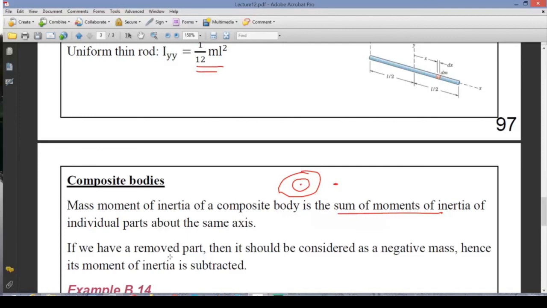You can even remove parts. In that case, you need to take the mass moment of inertia of the removed part, take the negative of that, and then sum it up. Actually, that's what that means. But still, the same information is true. You need to use the same axis for calculating all the mass moments of inertia. Only then can you do this summation or removing of the parts.